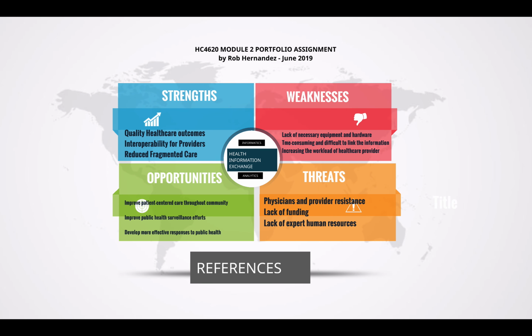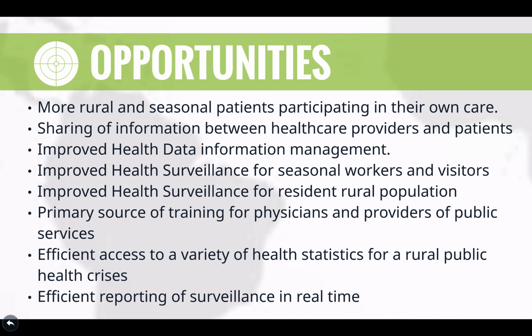The opportunities are improved patient-centered care throughout the community, improved public health surveillance efforts, and developing more responses to public health. And what do those opportunities look like? Well, there could be more rural and seasonal patients participating in their own care. There's going to be a sharing of information between healthcare providers and patients. There will be improved health data for seasonal workers and seasonal visitors, improved health surveillance for the residential rural population in the event of a disease outbreak.